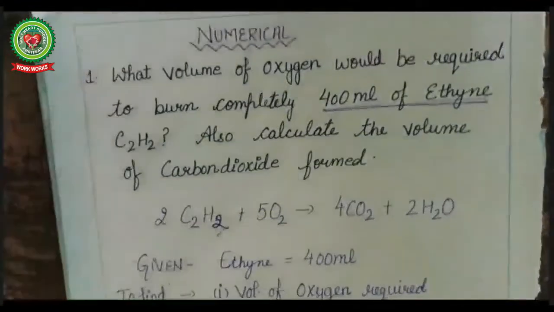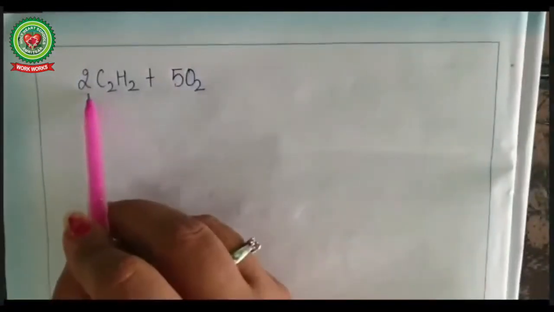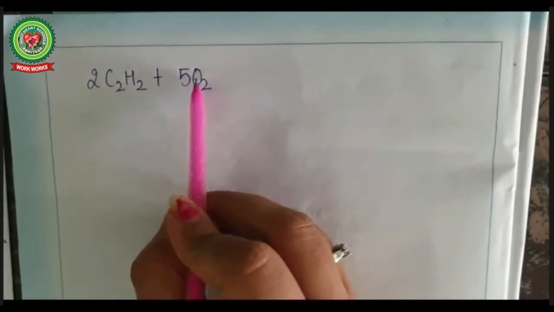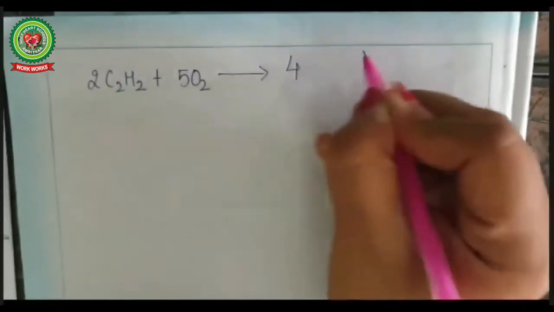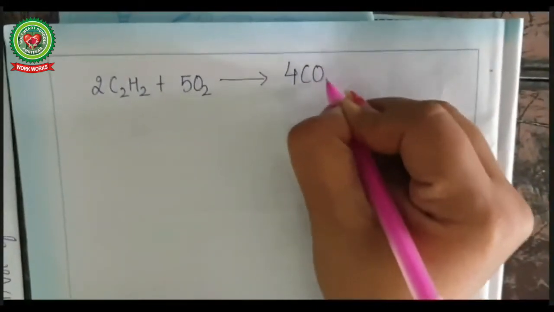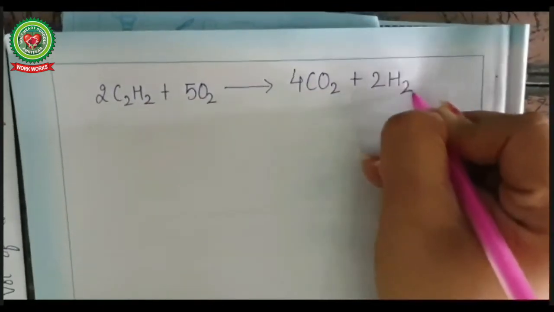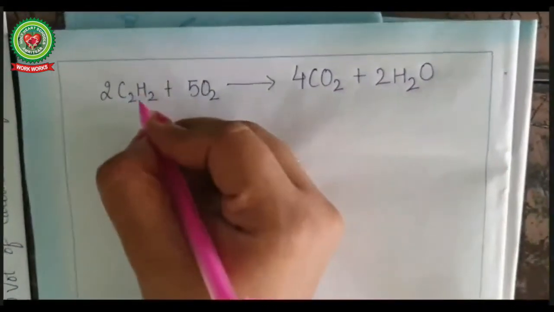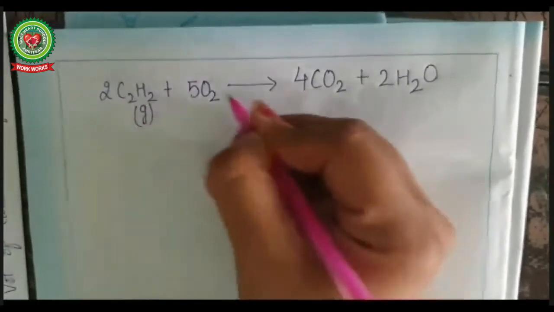So now how are we going to solve the numerical? In the first step, 2 molecules of C2H2 plus 5 molecules of O2 will give 4 molecules of CO2 plus 2 molecules of water. First of all, we are going to write the state of all the compounds. C2H2 is ethyne and it exists in the gaseous state.